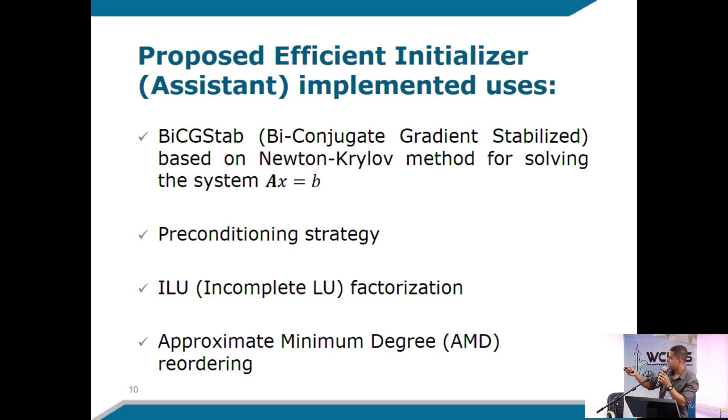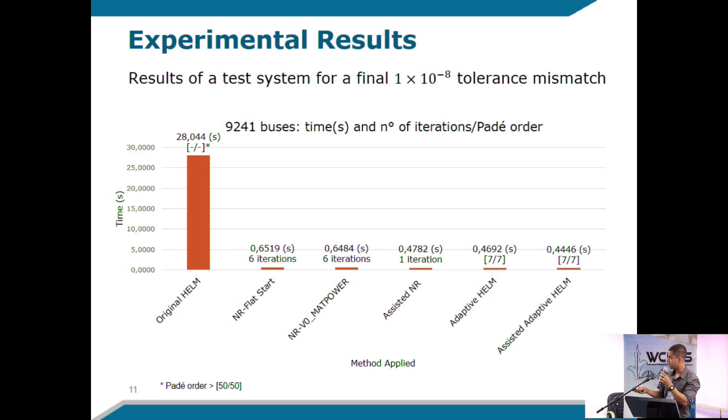Our proposed efficient initializer uses BiCGSTAB, bi-conjugate gradient stabilized, based on the Newton-Krylov method, for solving the system Ax = b. Preconditioning strategies: ILU factorization to minimize the fill-in of nonzeros during the factorization, and approximate minimum degree (AMD) reordering to simplify the system. All of these techniques contribute to reducing the time of the pre-solver.